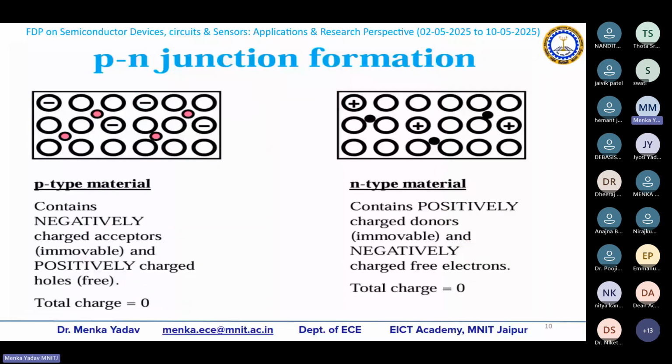Now, basically, here you have these fixed ions, like windows in your room, because these are the fixed ions. And these are holes. These are able to move.